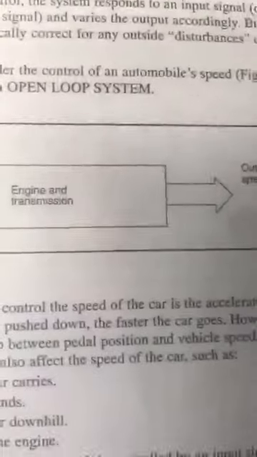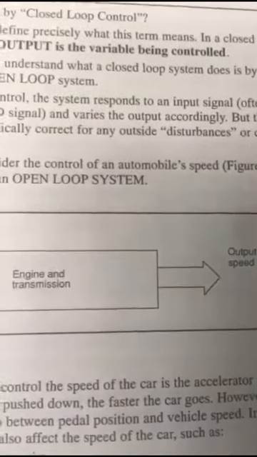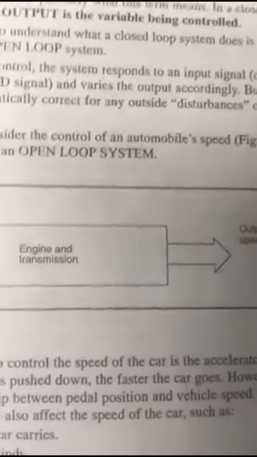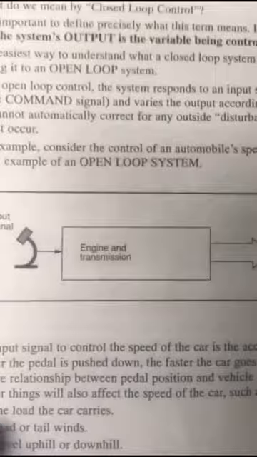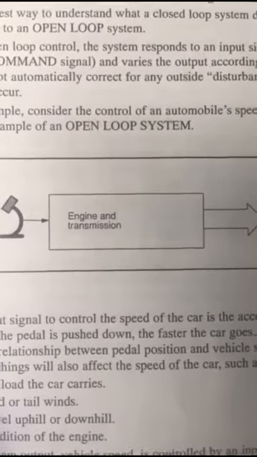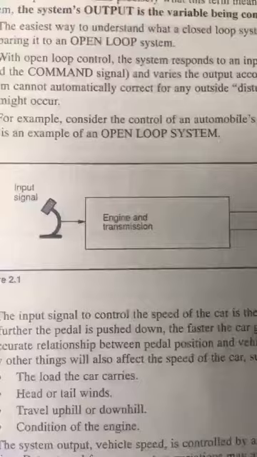an open loop system. With open loop control, the system responds to an input signal, often called the command signal, and varies the output accordingly. But the system cannot automatically correct for any outside disturbance or changes that might occur.